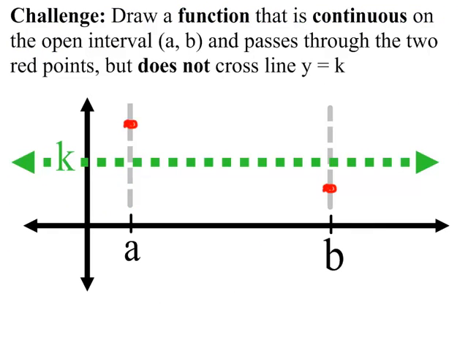This is typically a challenge that I give to students when I'm introducing the IVT in a classroom. I ask students to draw a function that is continuous on the open interval from A to B and passes through the two red points, but does not cross the line y equals k. Students often assume that this is one of those problems where I pull the rug out from underneath them later on and go, haha, it's not possible. Well, no, this one is possible.